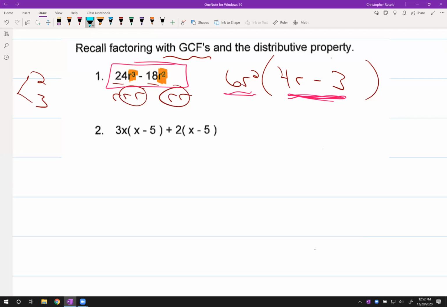All right, on the bottom, what do we got going on here? 3 times x minus 5 and 2 times x minus 5. Guess what's in common? This whole x minus 5. So how might I write my answer? Well, normally we say the GCF, so x minus 5, and then we write down 3x times x minus 5. If I divide out the x minus 5, it's just 3x. Plus, if I divide out my x minus 5, it's just 2.